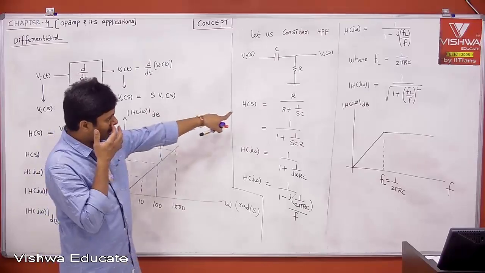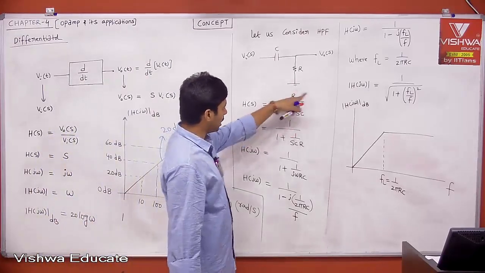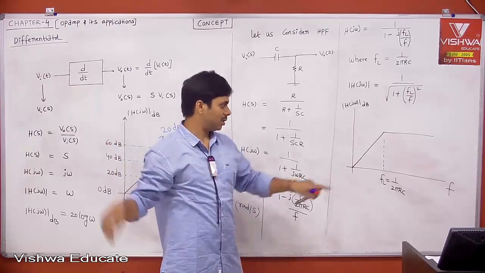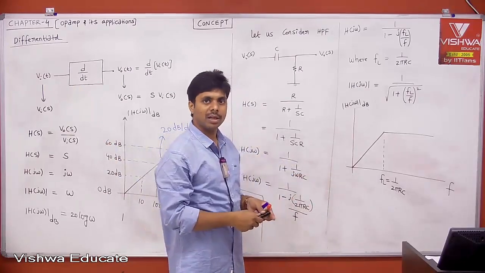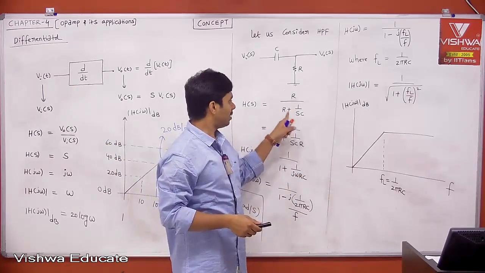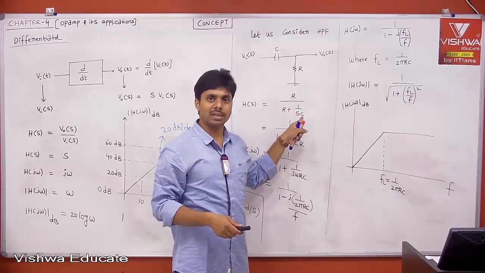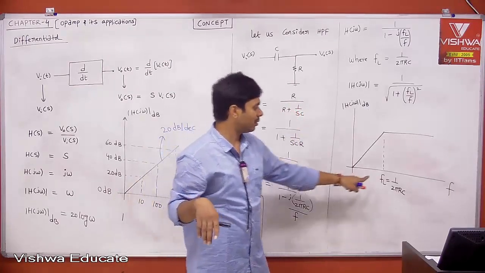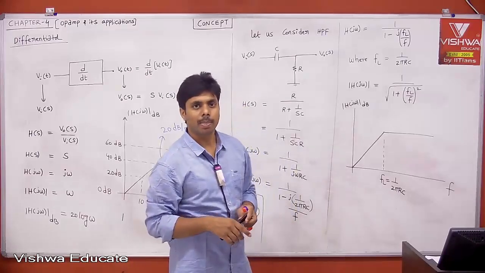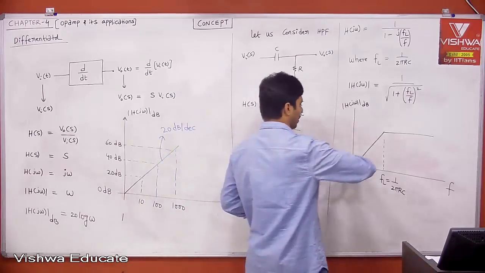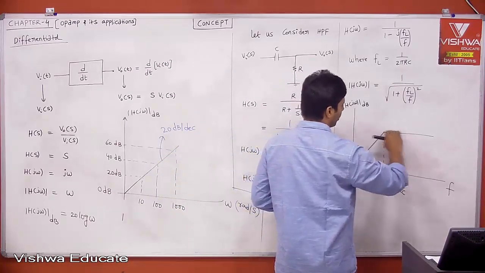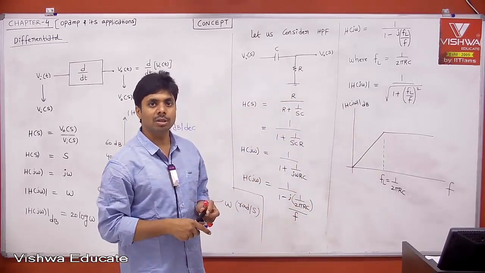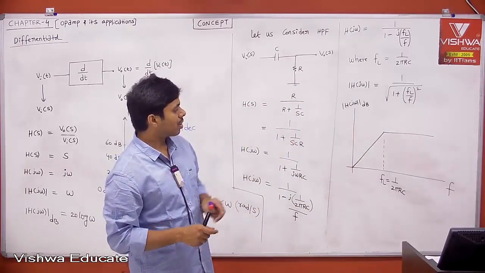Because if you take H of S, what is this? This is nothing but SCR divided by 1 plus SCR. SCR is equal to 0, S is equal to 0. There is a zero at 0, right? And SCR by 1 plus SCR, therefore there is a pole at minus 1 by RC, which is nothing but 1 by 2 pi RC. Therefore, because of the zero plus 20 dB per decade, but because of the pole minus 20 dB per decade, both will be cancelled. You will get 0 dB per decade. But this is according to the Bode plot.